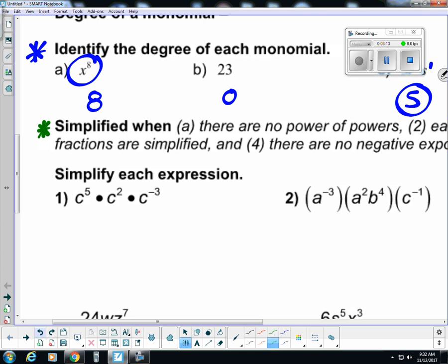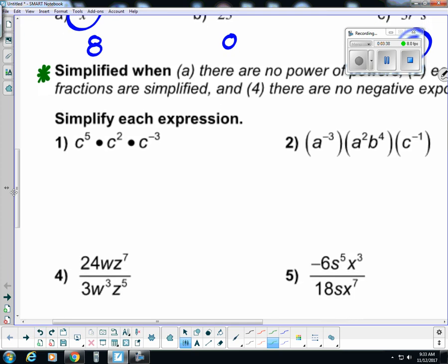Number 3, all fractions are simplified. Well, that goes along with everything we've known for a very, very long time. And number 4, there are no negative exponents. And I said this from the onset, you can't have any negative exponents in an answer ever. So what I'm going to do here is go through number 1, number 2, number 4, and number 9. And then you're going to complete the rest on your own. And we're going to simplify each of these expressions.